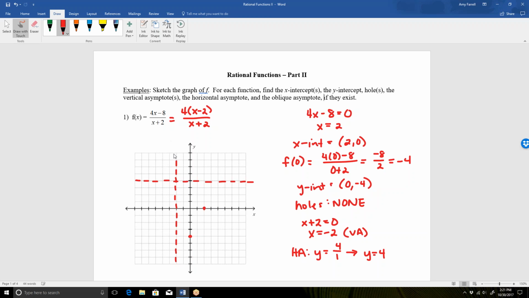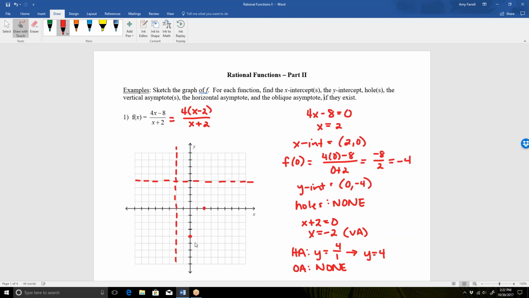There is no oblique asymptote. If we have a horizontal asymptote, we will not have an oblique asymptote. Oblique asymptotes only occur when the degree of the numerator is 1 greater than the degree of the denominator. Okay, so we have found all of the information that we need, or that's been asked.